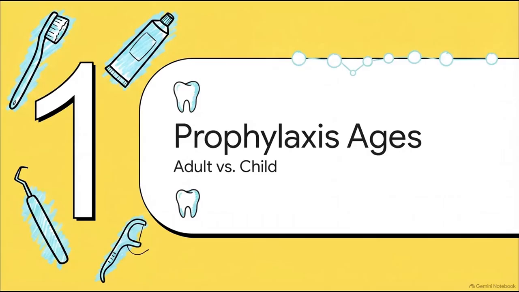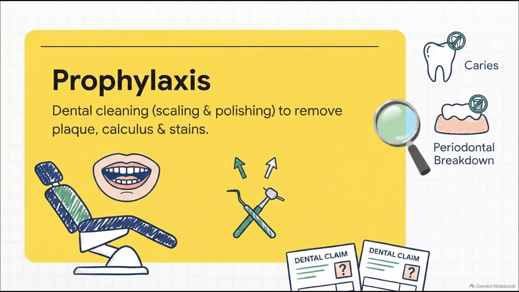All right, Section 1. Let's talk about the dental prophylaxis, specifically focusing on adult versus child codes. Okay, before we even think about choosing a code, we have to look at what's actually happening in the chair. Clinically, a prophylaxis is a professional dental cleaning that inherently encompasses both scaling and polishing to remove plaque, calculus, tartar, and stains. The entire goal here is preventing cavities and periodontal breakdown. Now, this is important. If the provider's notes don't reflect both scaling and polishing, you really can't bill this.